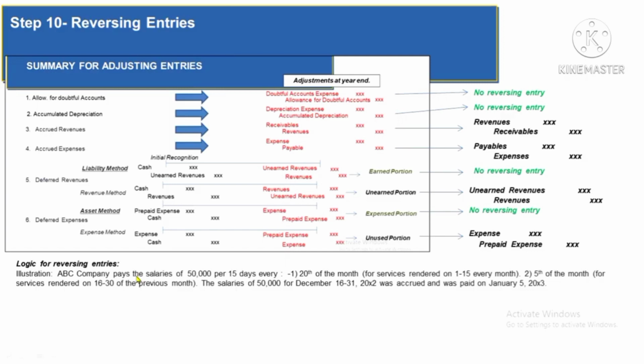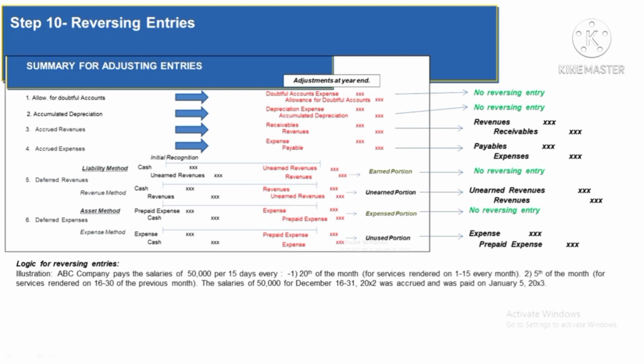And the second payday is every 5th of the next month for the services rendered by the employees on the 16th to 30th or 16th to 31st of the month. Of course, the salaries of 50,000 for December 16 to 31, 20x2 shall be accrued by the company on 20x2 or at year end. But since it will only be paid on January 5, 20x3, which is the next year, then this will be a very good example for the logic of reversing entries.